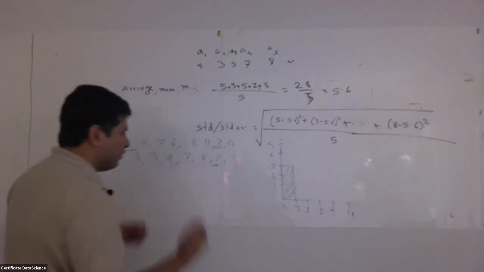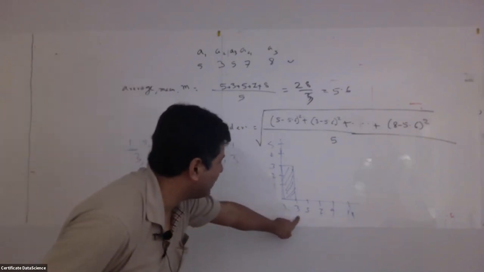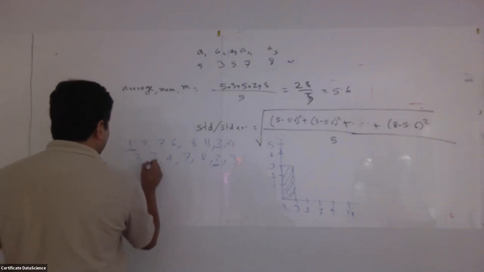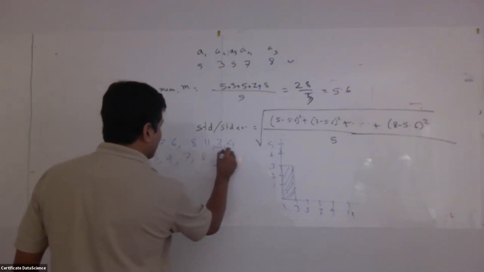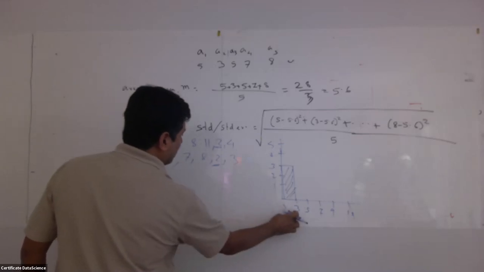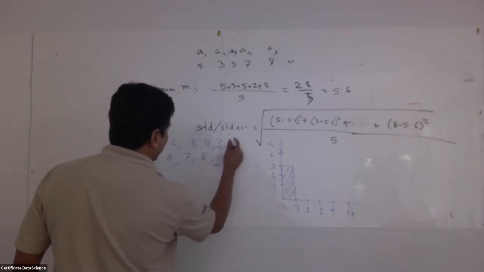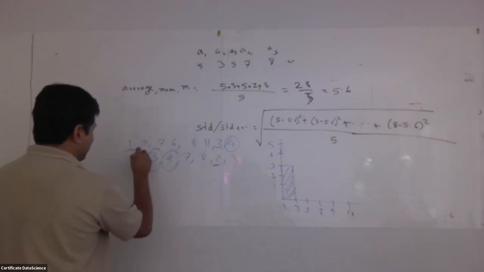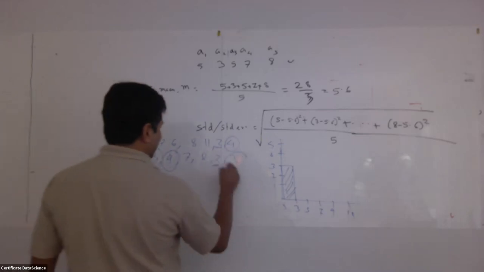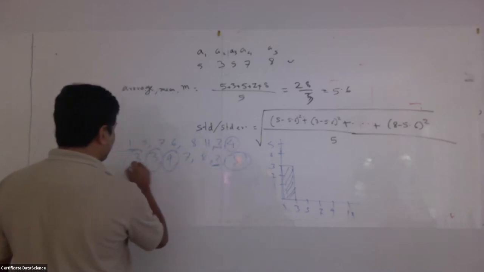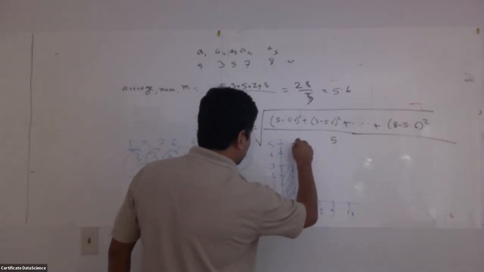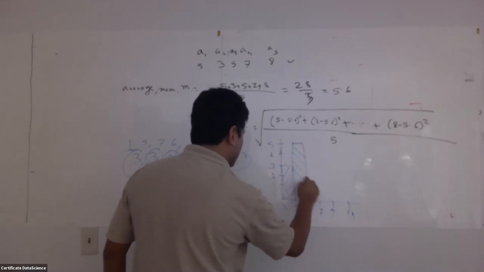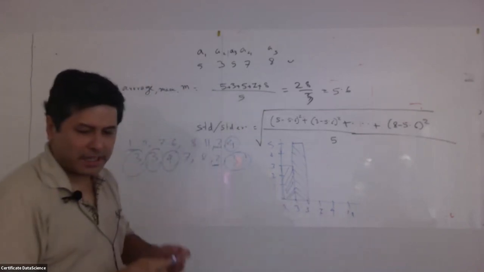Between 3 and 5, including 3 though, but anything less than 5, not exactly 5. How many do I get? 5 I'm not going to include. 2 is smaller than 3, so I don't care. 4, yes. 3 also I got. Another 3 I got. 1, 2, 3, 4, 5. Let's complete that.